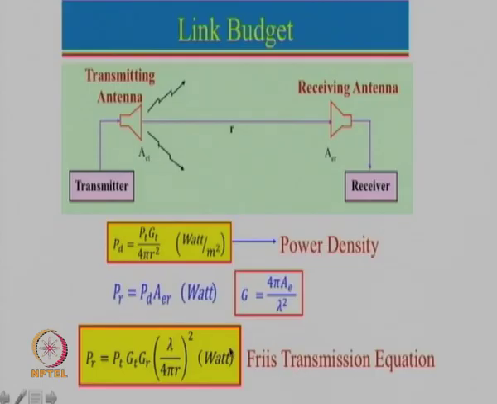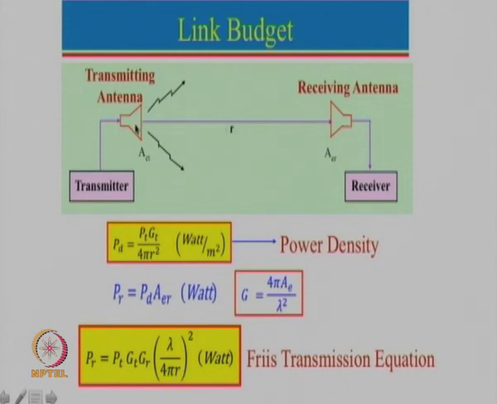So, let us see what it depends upon. The received power, or receiver sensitivity, you can say, depends upon the transmitted power, the gain of the transmitting antenna, and the gain of the receiving antenna. It is proportional to lambda square, or inversely proportional to frequency square, because lambda is c by f, and it is also inversely proportional to r square.